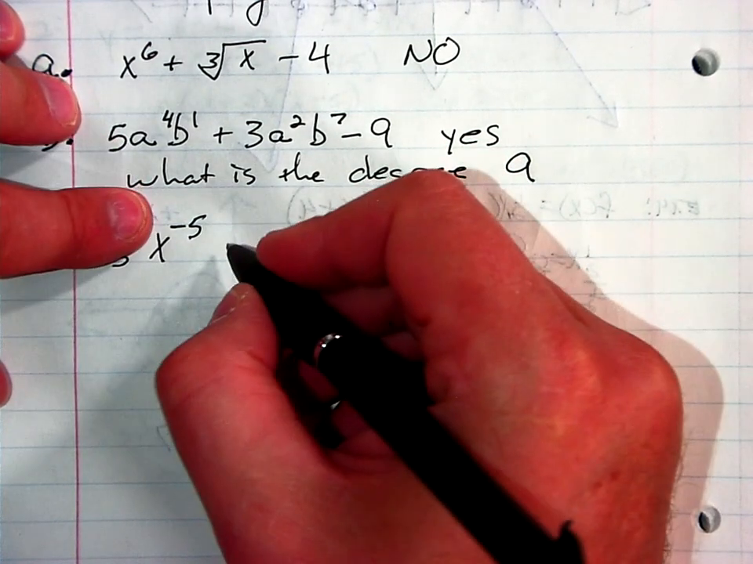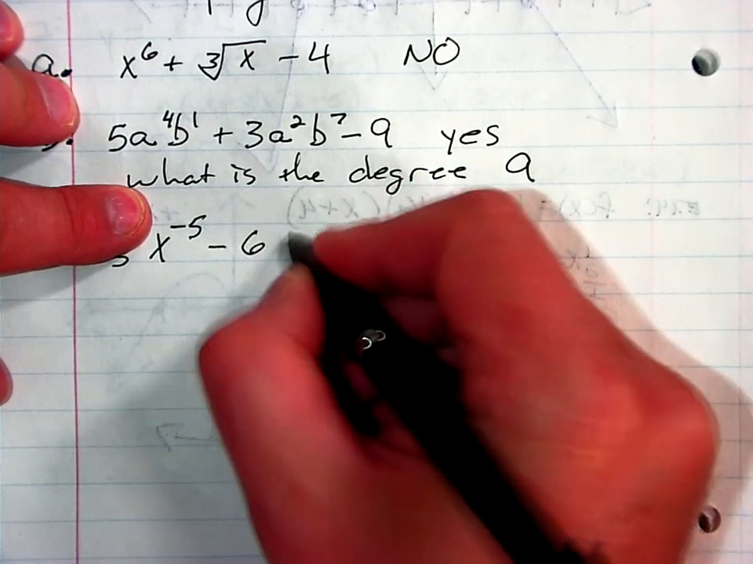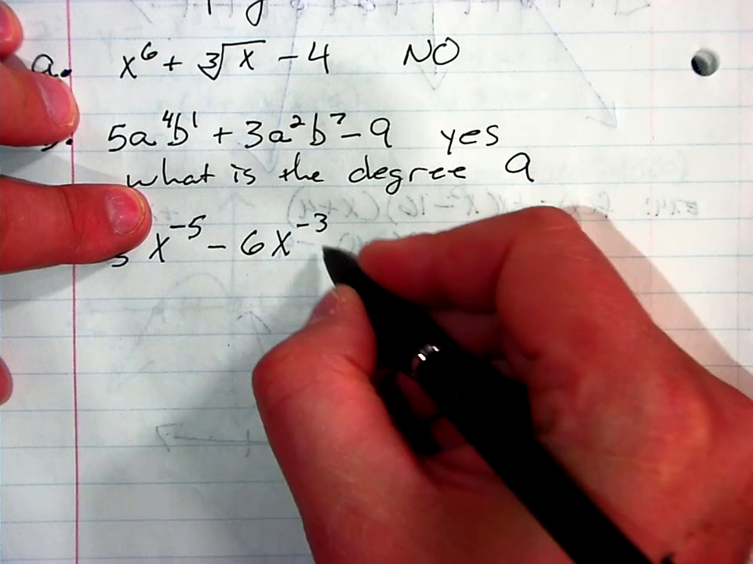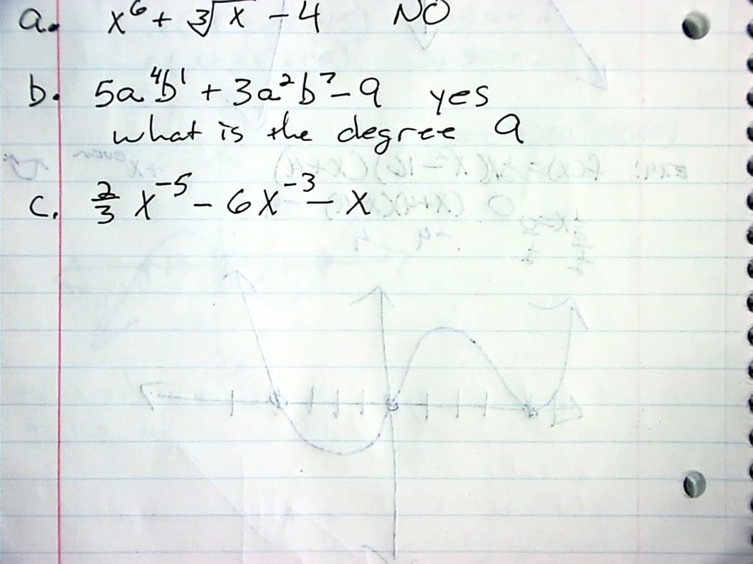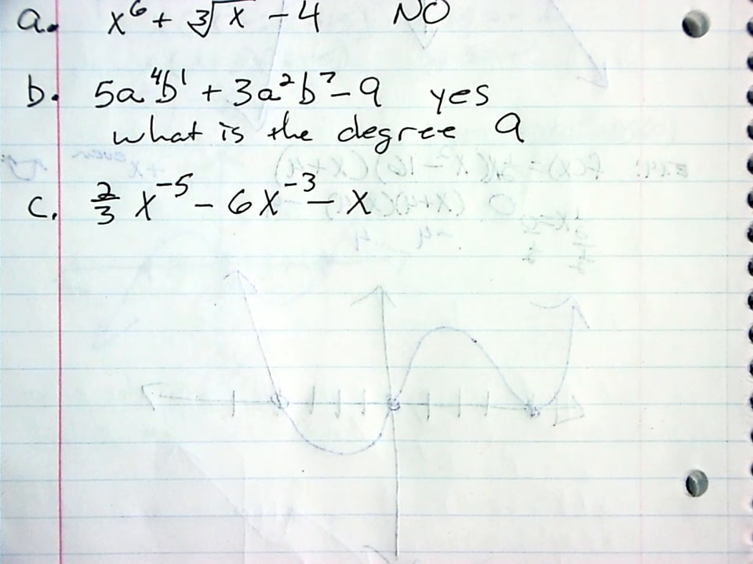Letter C, 2/3 x to the negative 5 minus 6x to the negative 3 minus x. Let's continue the lesson. Alright, is this a polynomial? No, it's not, because of the negative.